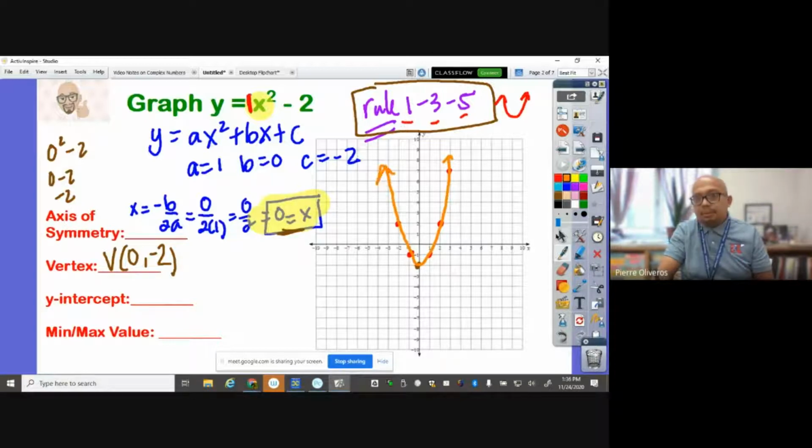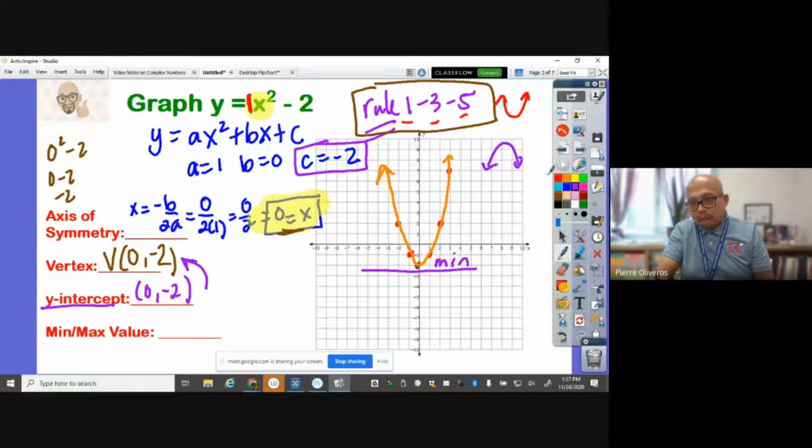And that's your parabola. How do you find the y-intercept? The y-intercept is the c of your equation, which in this case is 0, negative 2. It happens by coincidence that the vertex and the y-intercept are the same, but they're not always going to be the same. Since this opens upward, this is the minimum value. If the graph opens downward, the highest point there is the maximum. But in this case, it opens upward, so this is the minimum value. To know the minimum value, whatever the y-coordinate of your vertex is, that's your minimum value. So for this case, it's negative 2.